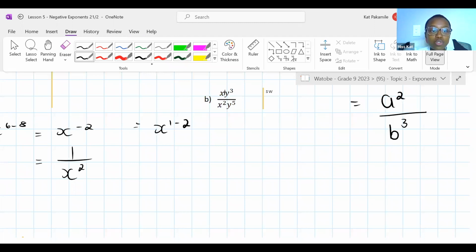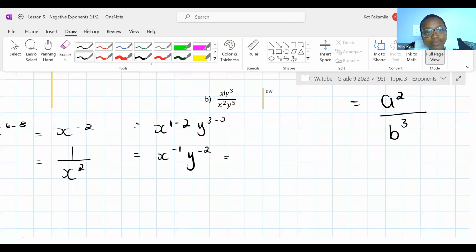And remember, try not to split your question. Do them at the same time. So we've dealt with the x's. Let's deal with the y's. So y cubed minus y to the power of 5. Okay, next. What is 1 minus 2? Negative 1. So we have a negative 1. And then what do we have with y? Negative 2. Great. Then what?